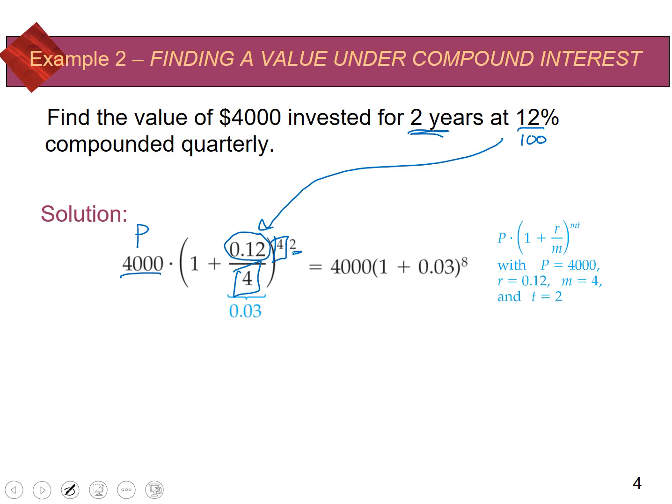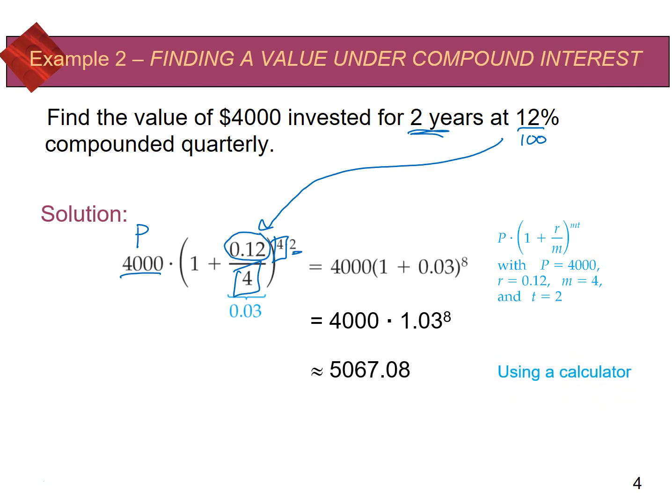That's how we're getting this plugged in. At this point it's basically a plug-and-chug problem where it says, here's all the numbers, put them in the right places, and churn out the answer. So in this case I would get 4,000 times 1.03 to the 8th power, which is about $5,067.08. After 2 years, that's how much is going to be there. Again, as we're doing this, we're also assuming that we're not putting additional money into whatever this is, whether it's some kind of money market account or a bank account, whatever the case may be.